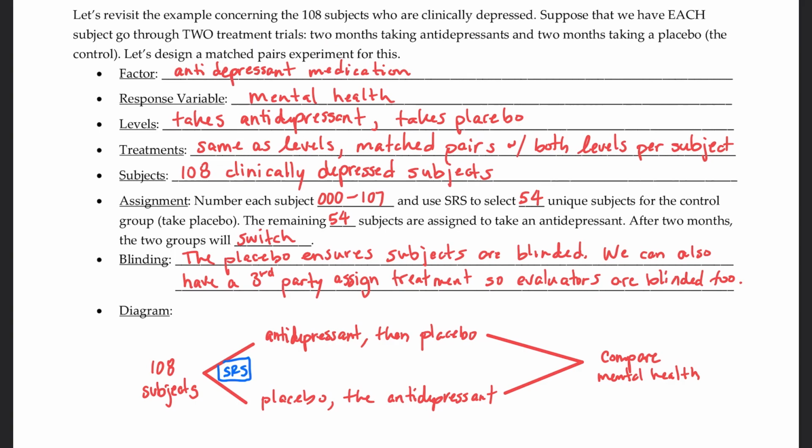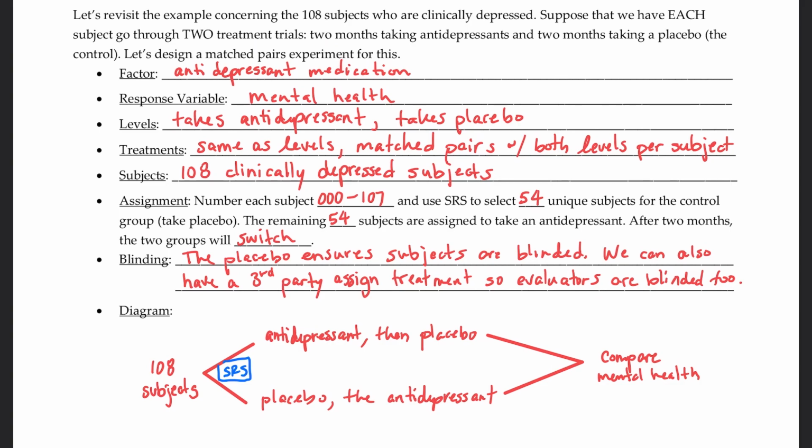All right, so here are the answers I came up with. Factor. We're talking about medication here for depression, so antidepressant medication. Our response variable, I'm just going to call it mental health. I'm sure if I was better versed in the therapist psychology world, there might be a better name for it. But we're just going to go with mental health.